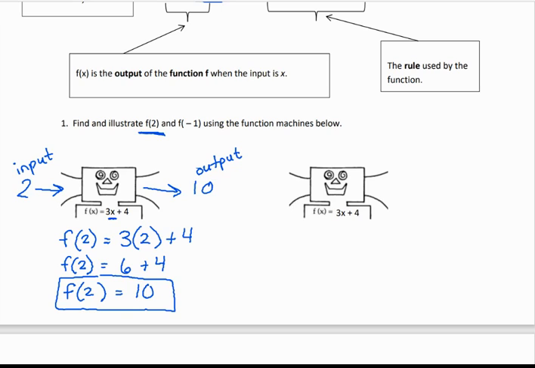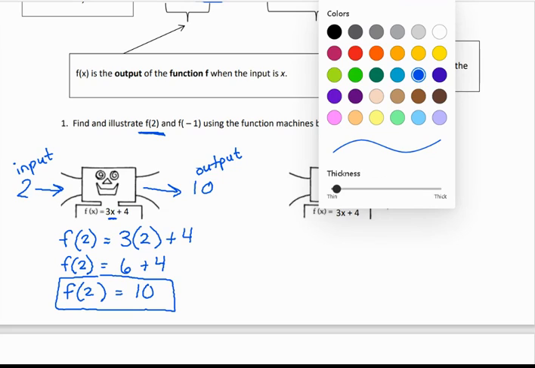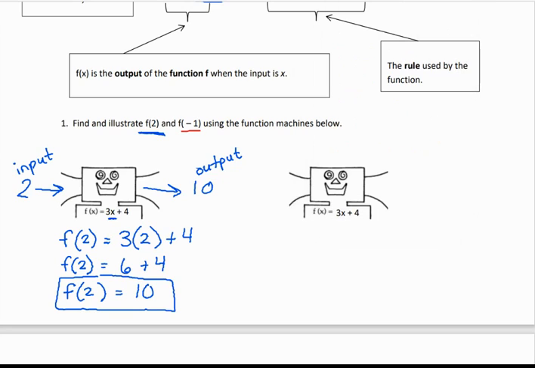Okay, so let's do the next one. I'll just use a different color so that it's clear. The next one we're going to do is f of negative 1. So I'm going to take negative 1 and plug it into the machine, perform the operations, and see what I get. So f of, instead of putting an x, I put negative 1. And then I have 3, but instead of the x, I put a negative 1 and then plus 4. And again, we're just simplifying that right-hand side.